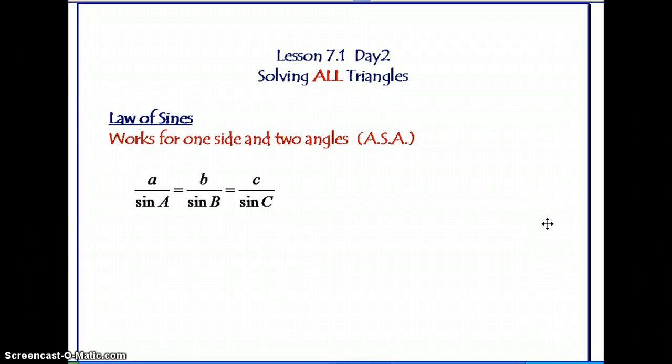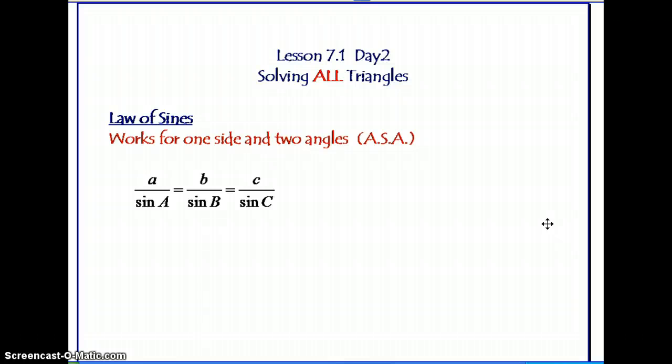All right, this is lesson 7.1. This is day 2, just a continuation of what you did yesterday. We're going to review the law of sines again and how it works with a triangle. Then add in one more little part, not solving triangles, but one more thing we can do with triangles that comes out of the law of sines.